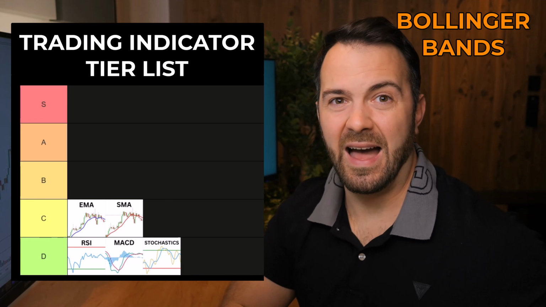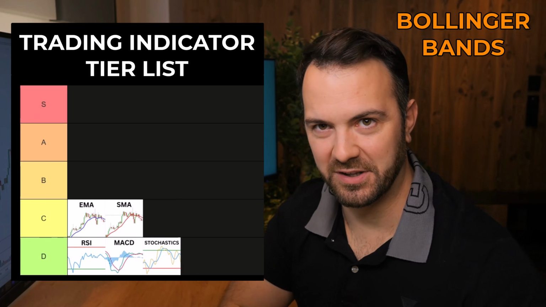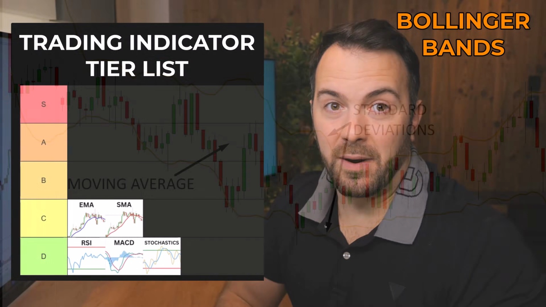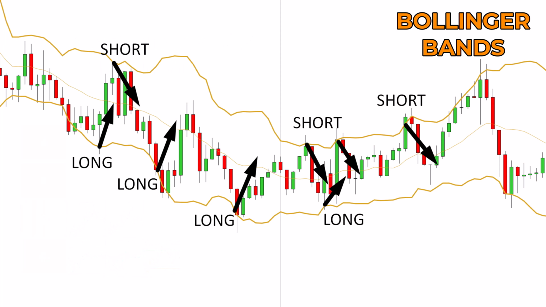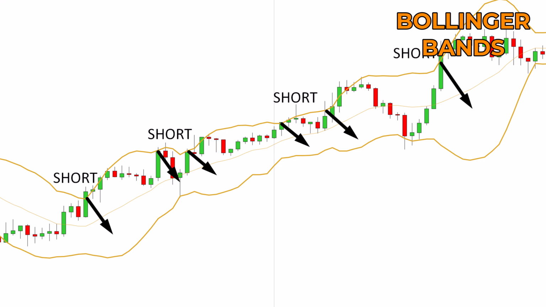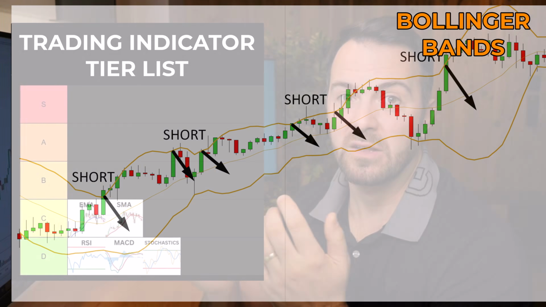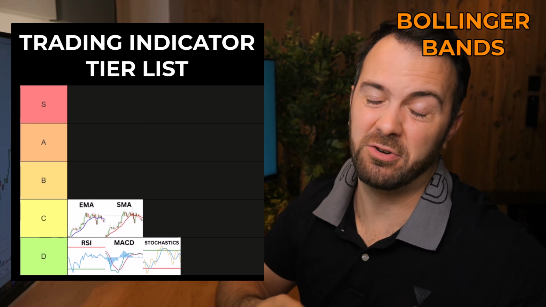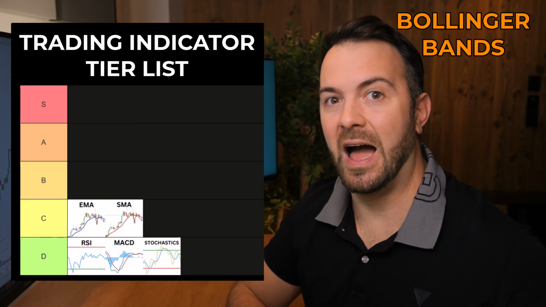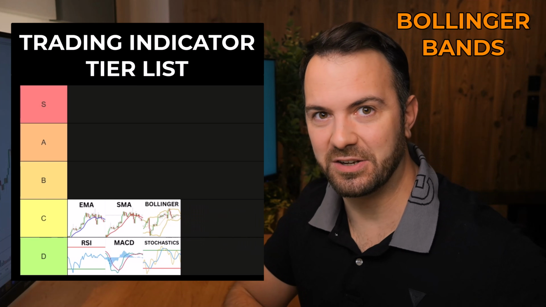Coming up next is the Bollinger Bands. Bollinger Bands at least make some logical sense, because it is a moving average plus standard deviation. When the market is rotating, they signal reversals pretty well, but once a trend kicks in, they get ignored and they give you lots of failed reversal signals. So Bollinger Bands is not a terrible indicator, but very environment dependent. And I'll put it into the C tier.